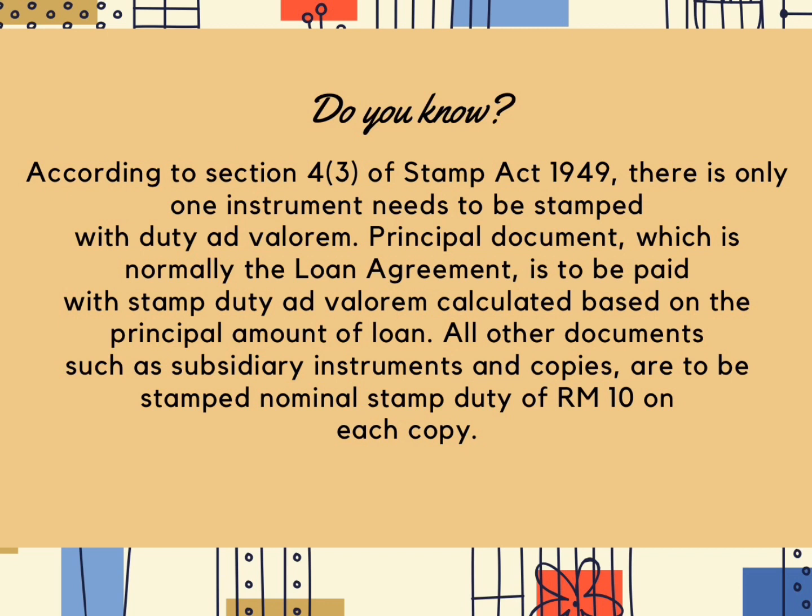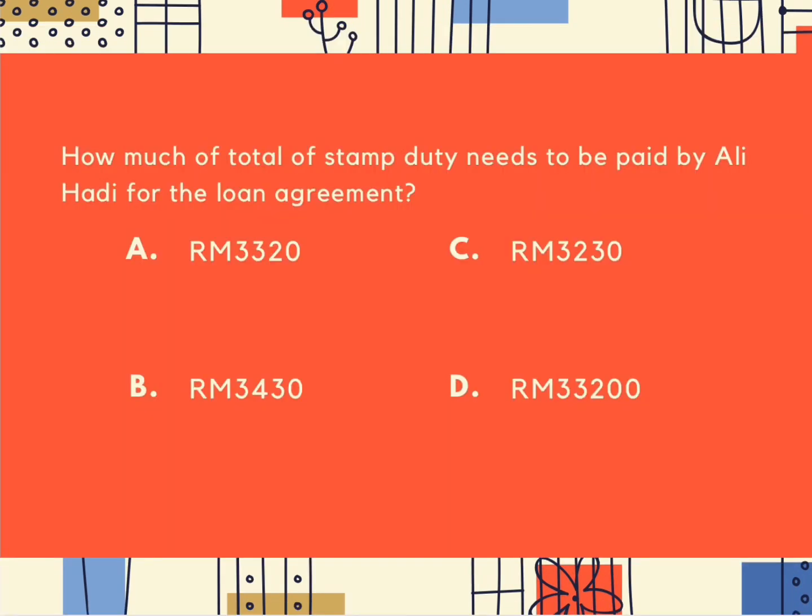Any other documents such as subsidiary instruments and copies are to be stamped with nominal stamp duty of 10 ringgit on each copy. With the new information that I have shared just now, how much of the total stamp duty needs to be paid by Ali Hadi for the loan agreement?